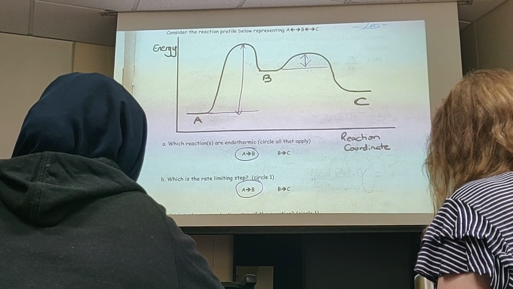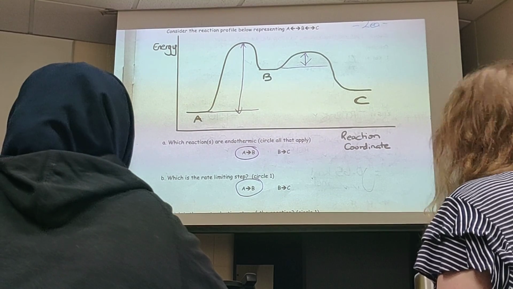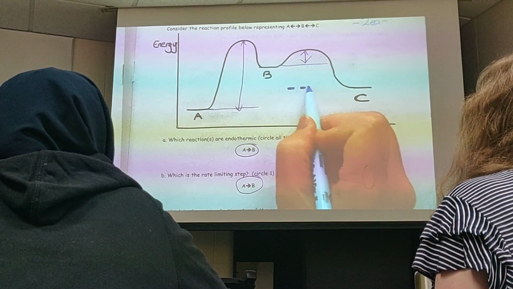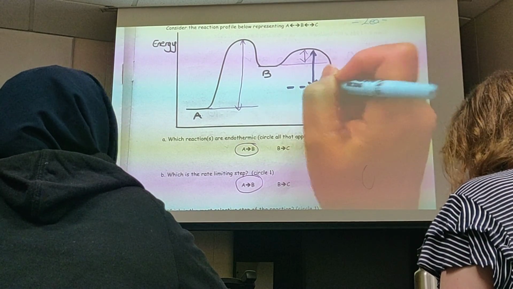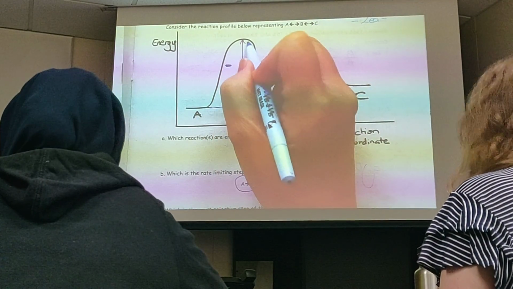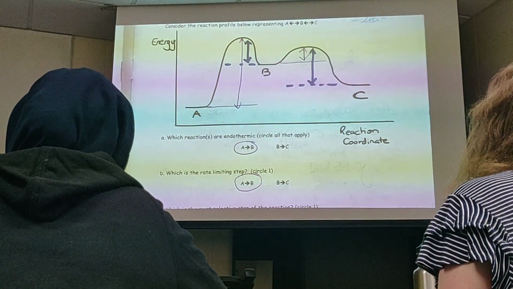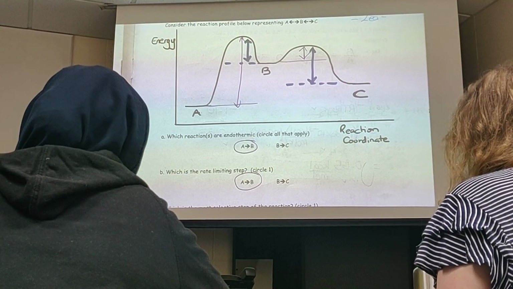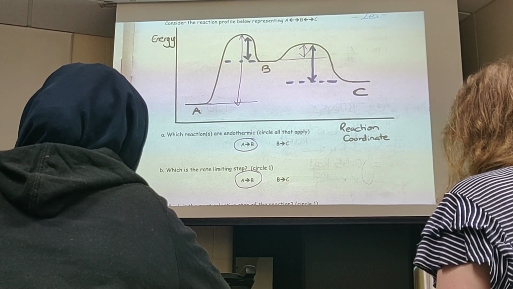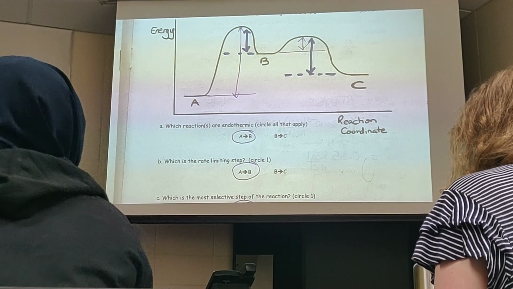And then for the reverse, I could put this on here with a different color, right? Remember, for the reverse, C to B is higher than B to A. So the reverse direction, the rate limiting step is C to B. Questions about energy diagrams?